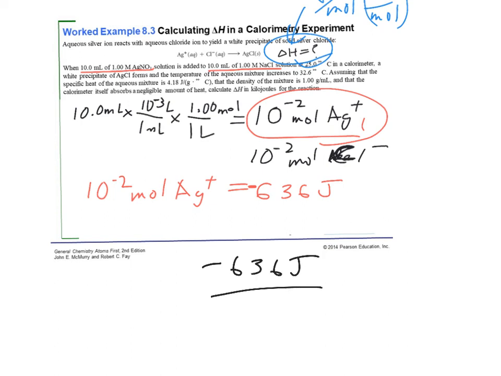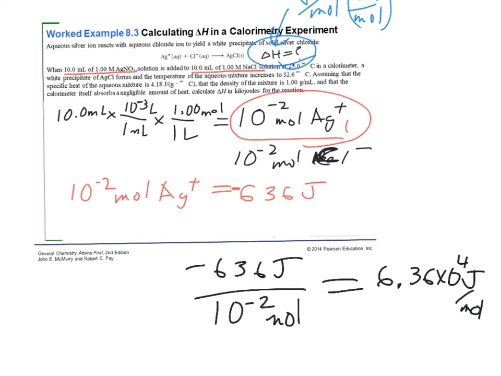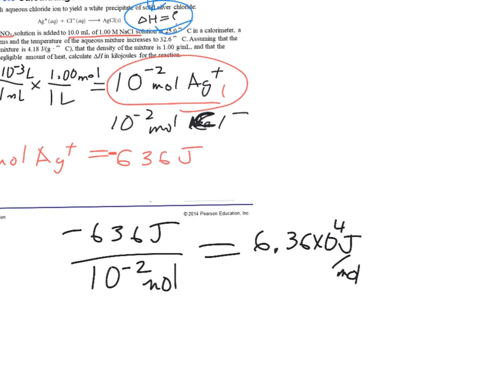We produced negative 636 joules when we reacted 10 to the negative second moles of silver. That gives us 6.36 times 10 to the 4th joules per mole. And if we want to make it nice and clean, we would go ahead and convert to kilojoules.